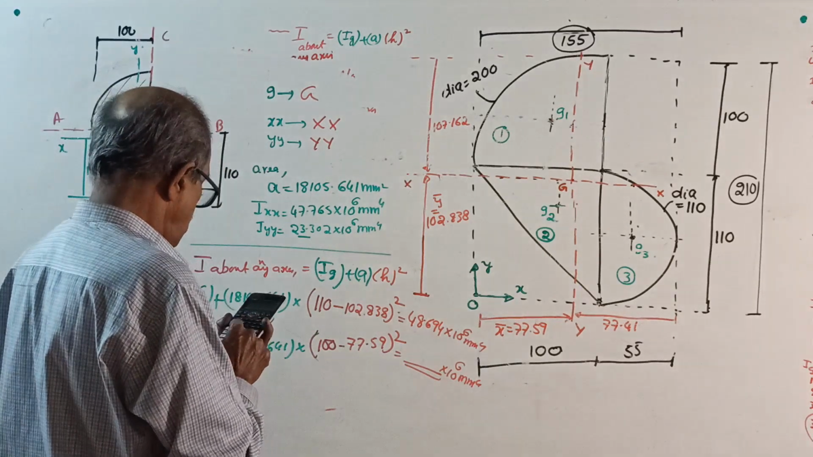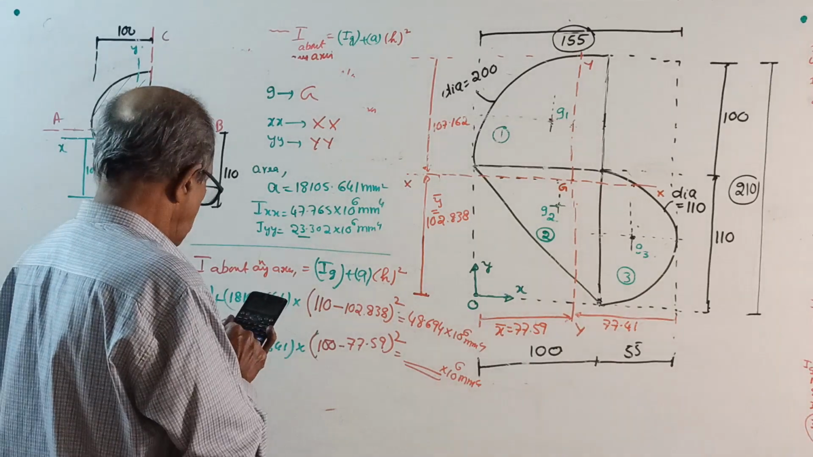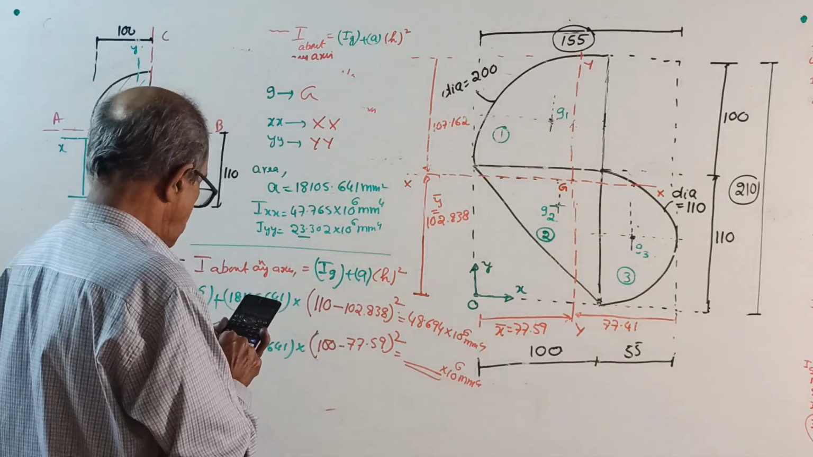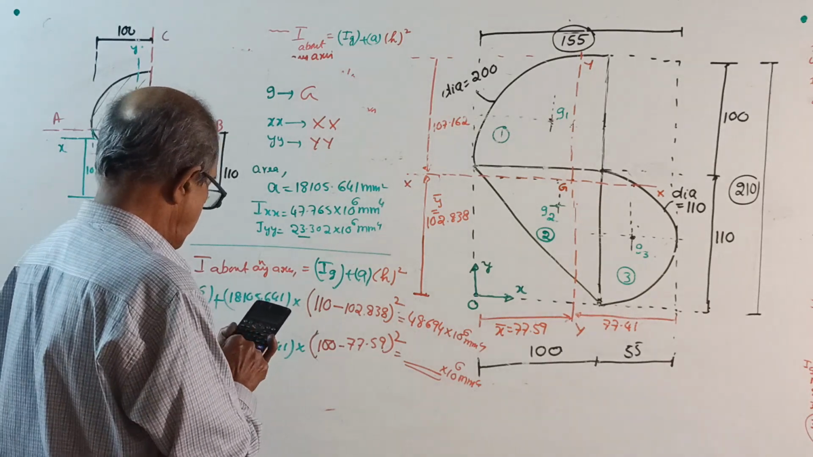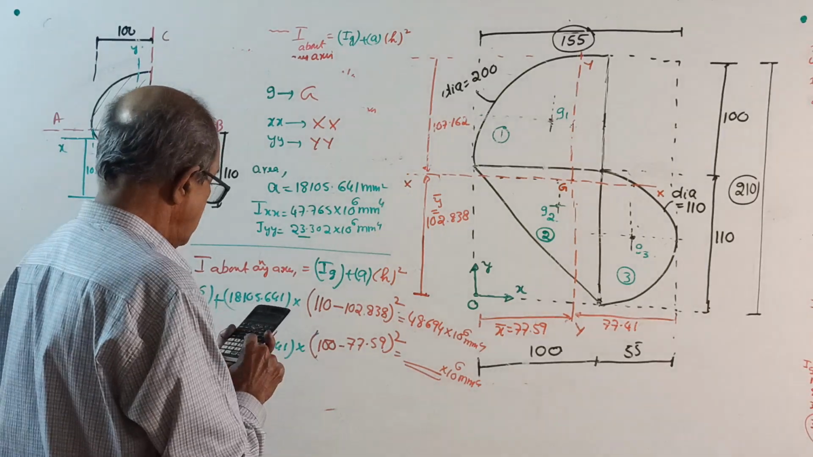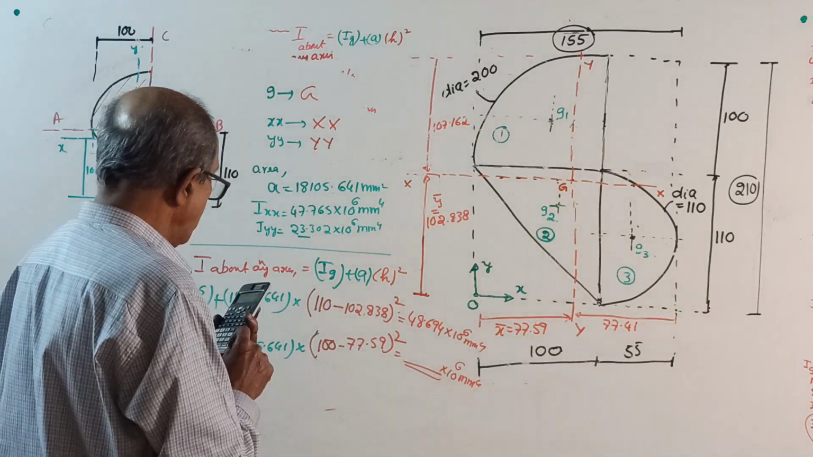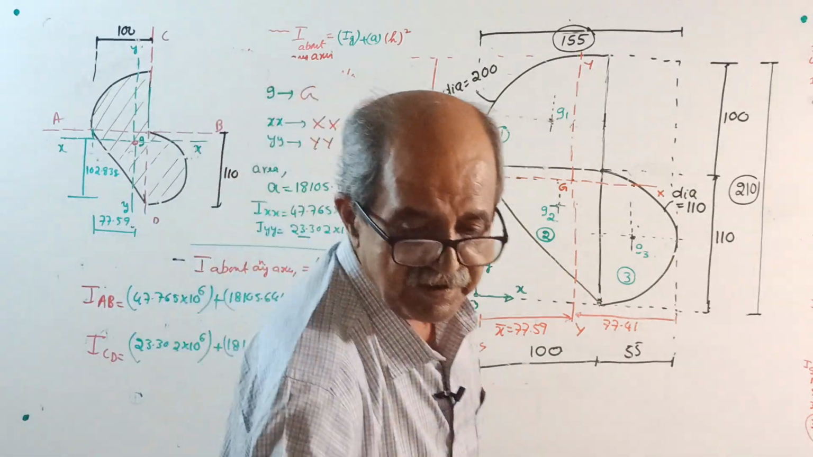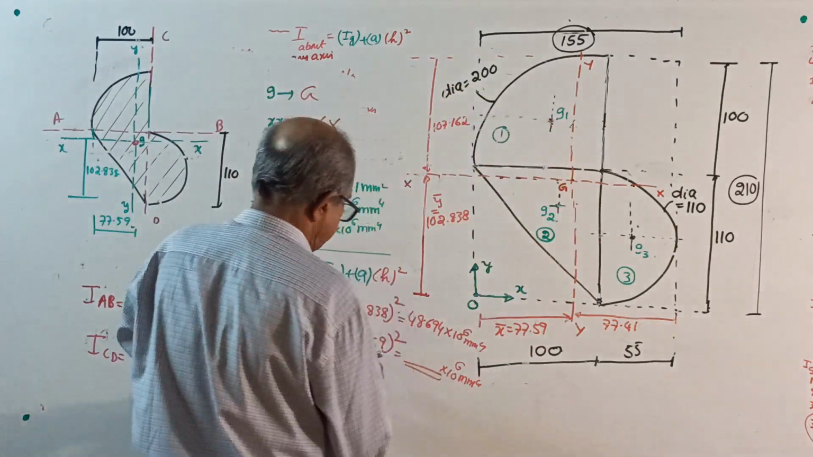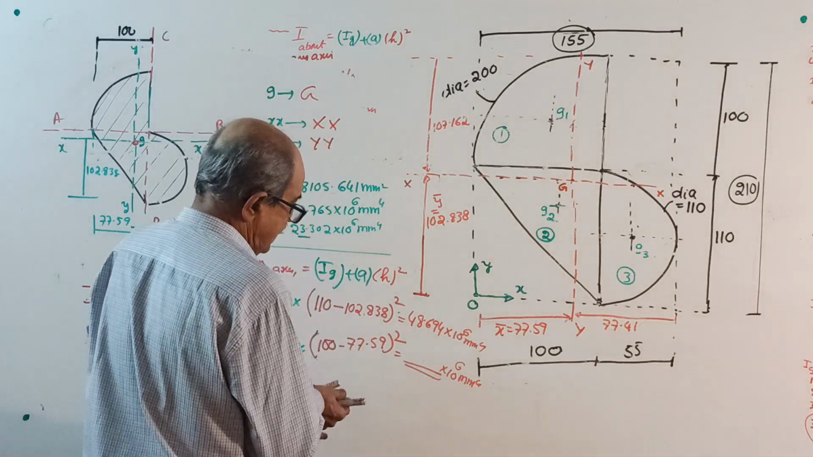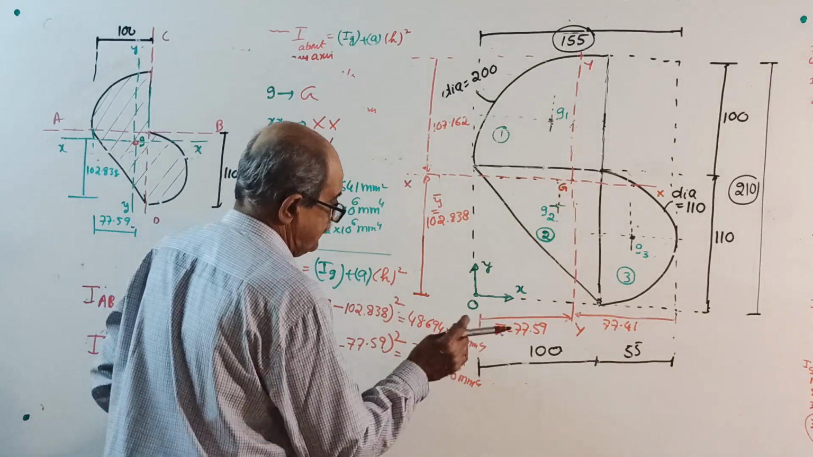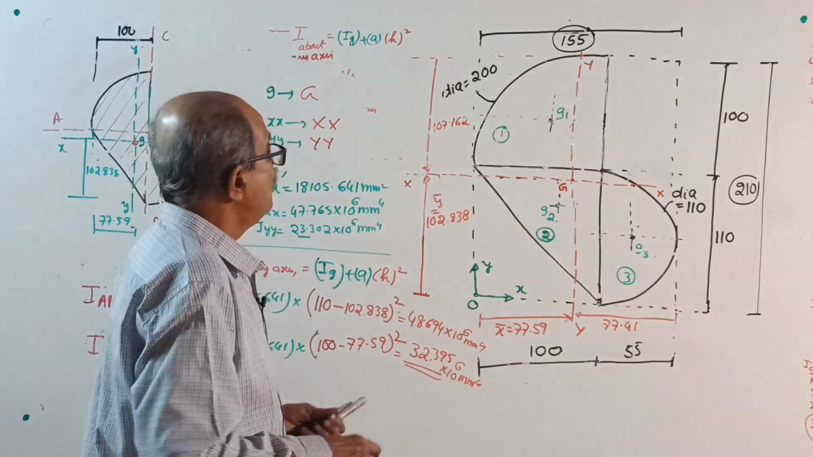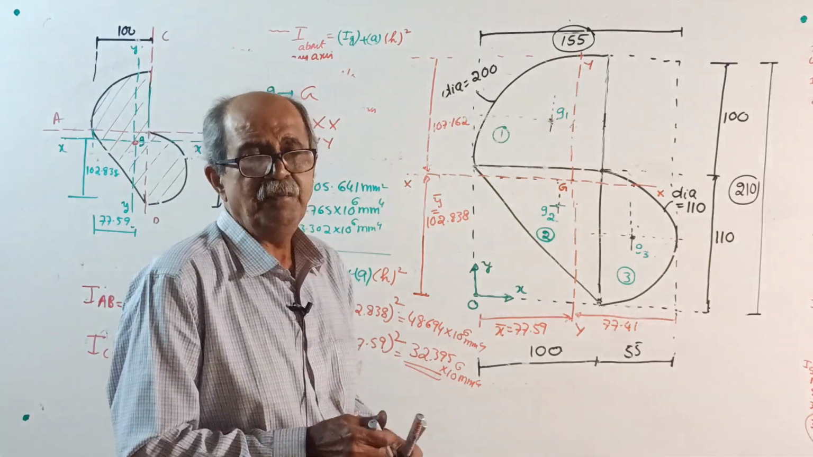This is 23.302 10 to the power 6 plus 18105.641 into 100 minus 77.59 close square is 32.395 10 to the power 6. We got the answer.